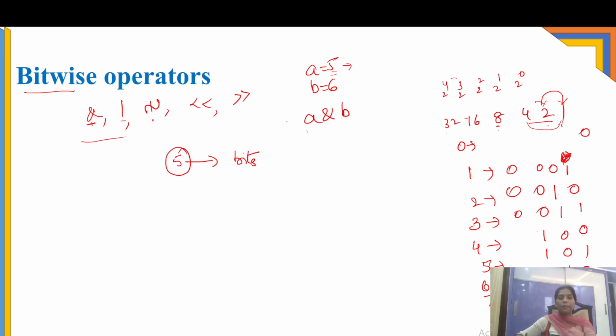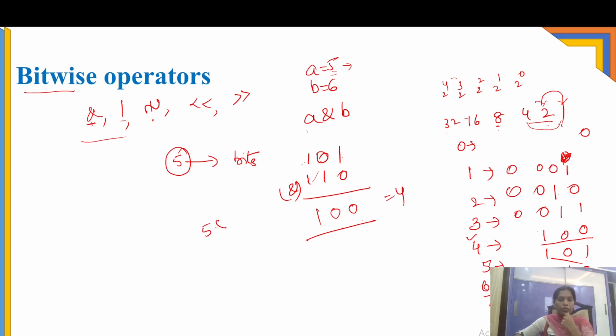So A and B. The value of A is 5, which is 1 0 1, and B is 6, which is 1 1 0. AND operator: what is AND? Same as logical AND, if both bits are 1, then the output will be 1, otherwise 0. So 1 0 1 AND 1 1 0 gives 1 0 0. Only where both bits are true is the result 1. The value of 1 0 0 is 4. So 5 and 6, the result is 4.